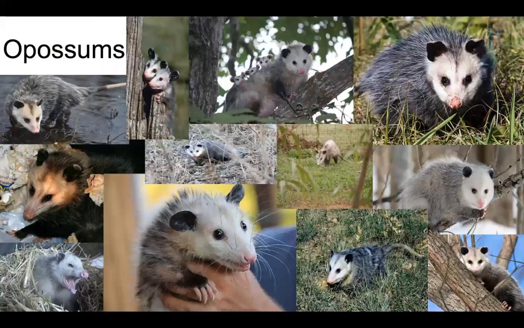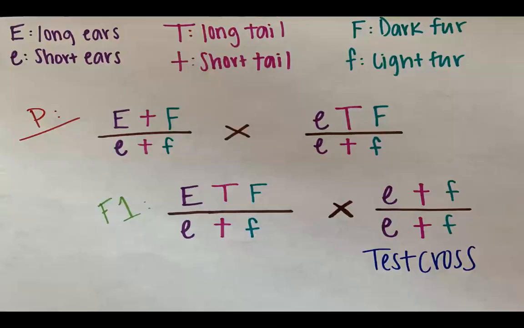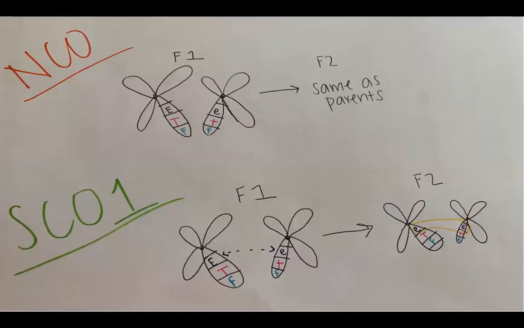Okay, so my favorite animal is the possum. For this, my long ears are dominant over my short ears. My long tail is dominant over my short tail. My dark fur is dominant over my light fur. The P is the parentals. The F1 is all the dominants that we're given from the P generation, and we're going to test cross that with all recessives. So to make the F2, this is my visuals of the crossing over.